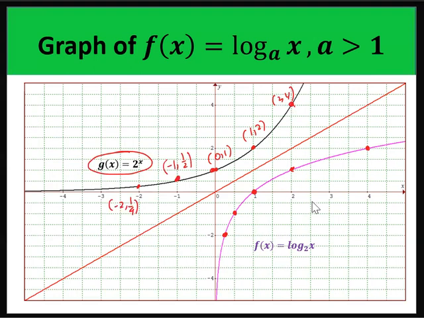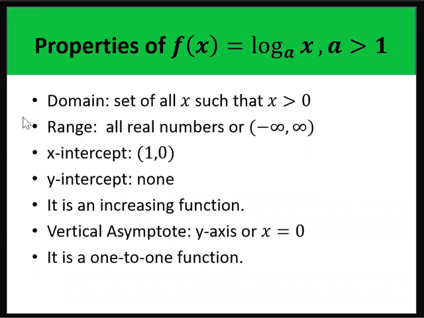Now, since the graph of the logarithmic function is just obtained by interchanging the ordered pairs of the points of the basic exponential function, then the properties of the logarithmic functions will just be based on the properties of the exponential function. So that means the domain and the range of the exponential function will be interchanged to get the domain and the range of the logarithmic function. So since in exponential functions, the domain is the set of all real numbers, then in the logarithmic function, it will now be the range.